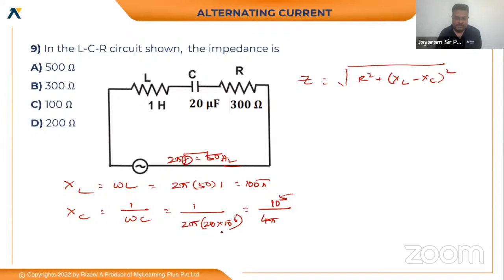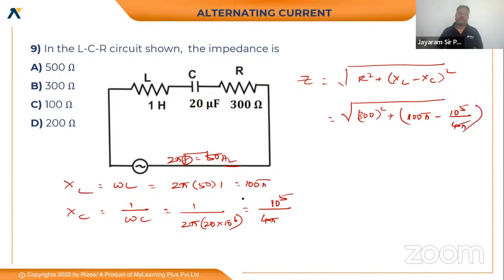So these are the values that we have here. Now XC and XL we have got, so we need to substitute here. Z is equal to root over 300 square plus XL minus XC, that is 100 pi minus 10 to the power of 5 by 4 pi, whole square. So this is your impedance, that is Z.